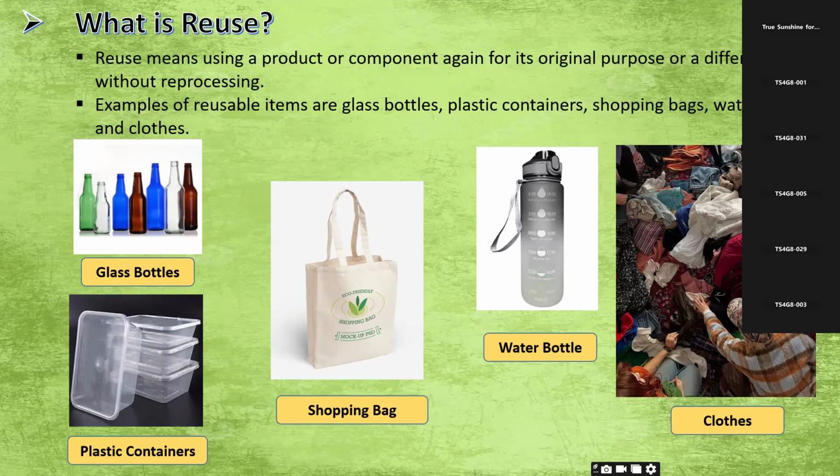What is reuse? Reuse means using a product or component again for its original purpose or a different one without reprocessing. Examples of reusable items are glass bottles, plastic containers, shopping bags, water bottles, and clothes.